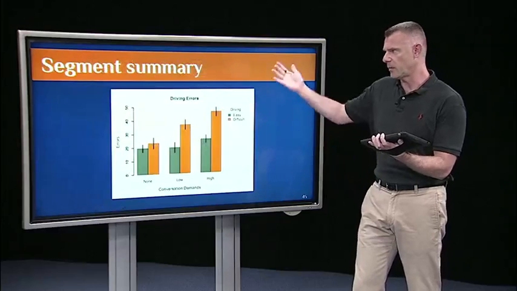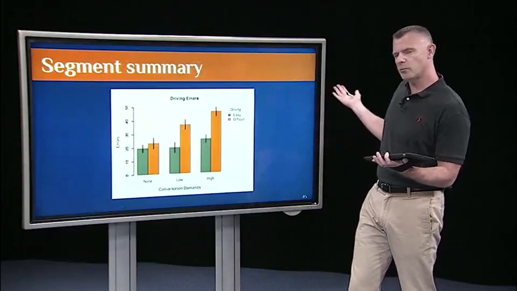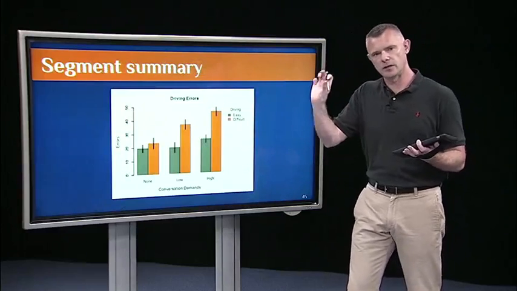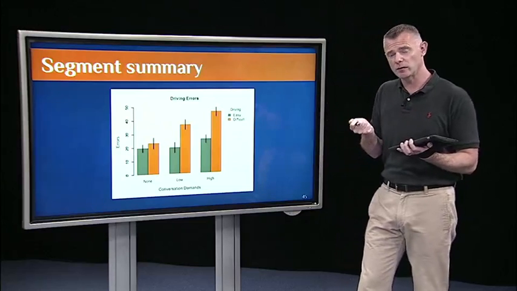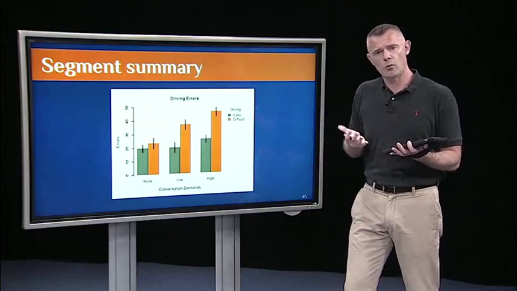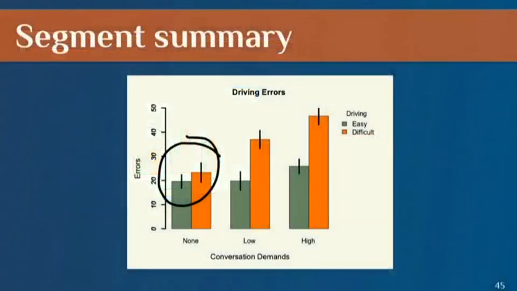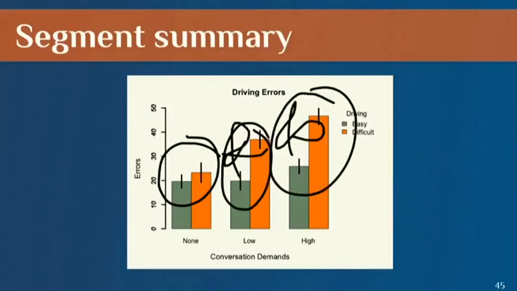To wrap up this segment, I showed you the bar plot, and then I showed you the output from R showing you F ratios that were all significant. Most importantly, the one associated with the interaction. Why is there an interaction? Well, because the simple effect of driving difficulty is not significant in the control condition, but it is significant in the 2 talking conditions, and the effect gets larger as conversation demand gets more difficult. So again, these 2 variables interact to produce more errors in the driving simulator.